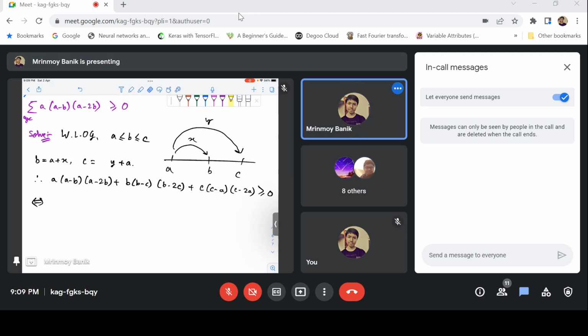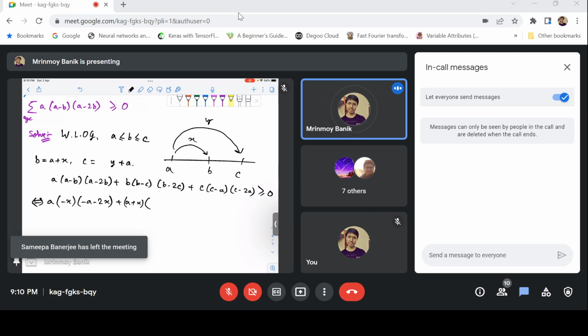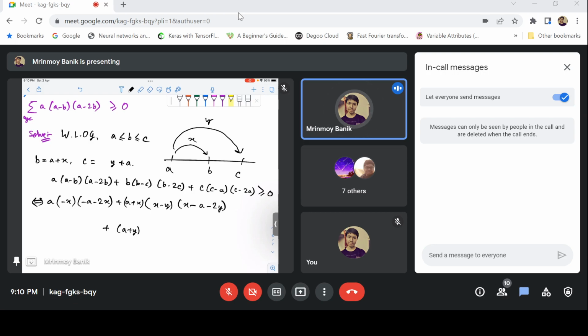And only if... so it's a minus b is minus x, minus 2b is minus a minus 2x, b is a plus x, times b minus c is x minus y, x minus a minus 2y, plus a plus y times c minus a is y, c minus 2a is y minus a.